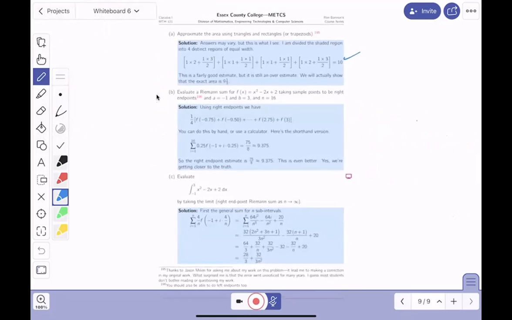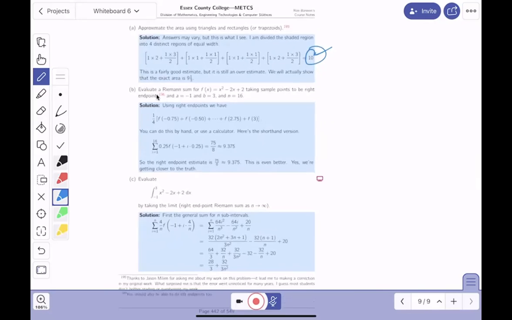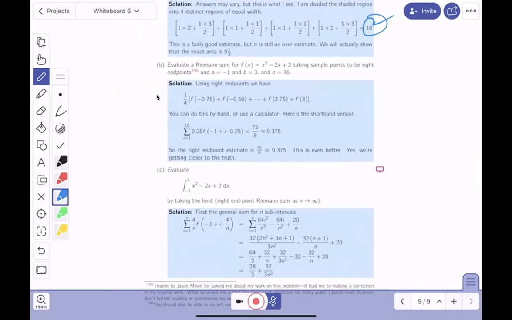But I'll be honest with you, their estimate using trapezoids was 10. Now, I want to say that the actual area is actually 9 1/3. So when I did 3 approximated regions, I got 12. The next guy came along, he did 4, he got 10. But they say the actual area is 9 1/3. So both their estimates are overestimates, all right? So it says evaluate the Riemann sum right endpoint.